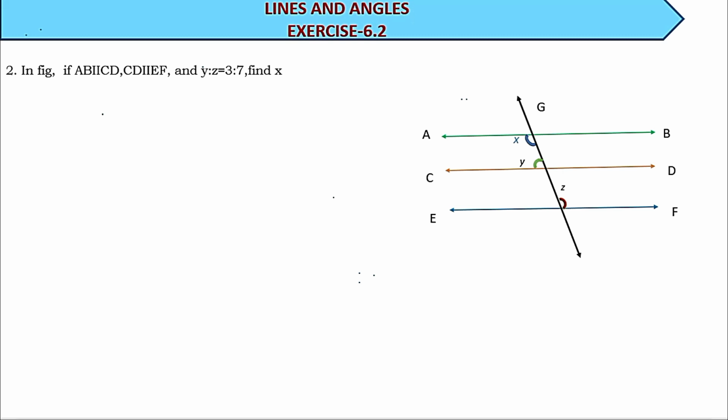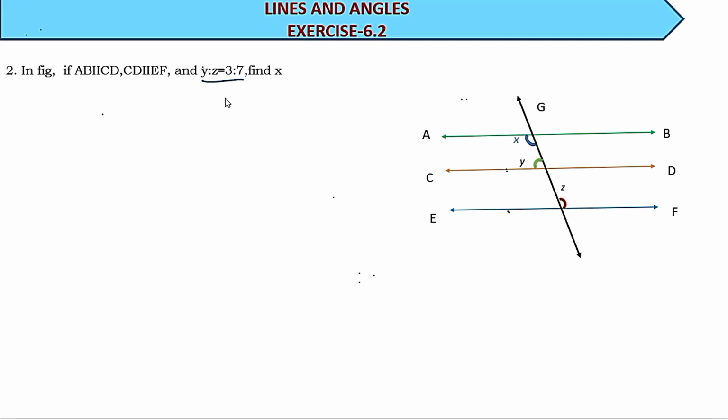The second question is: in the figure, if AB is parallel to CD, CD is parallel to EF, and y : z equals 3 : 7, find x. Clearly from the diagram we can see that AB is parallel to CD and CD is parallel to EF, so evidently AB is also parallel to EF. But that's not the question. You are to find the value of x, and the hint provided to you is that y : z equals 3 : 7.